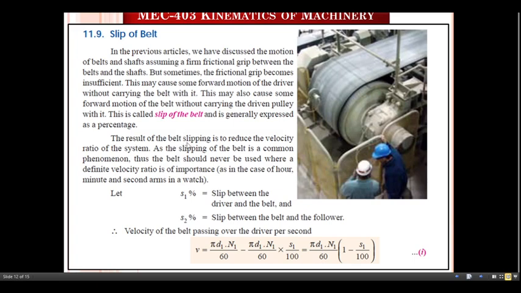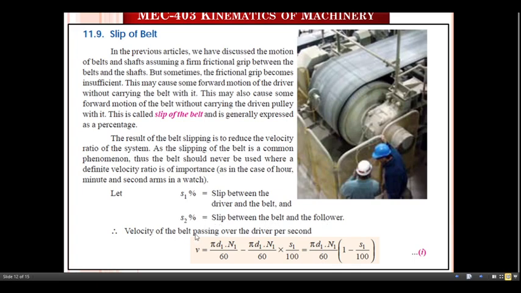The result of the belt slipping is to reduce the velocity ratio of the system. As the slipping of the belt is a common phenomenon, the belt should never be used where a definite velocity ratio is of importance. Let S1 percent be the slip between the driver and belt, and S2 percent the slip between the belt and follower.